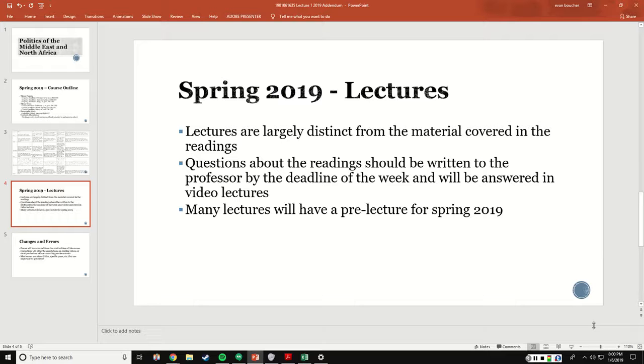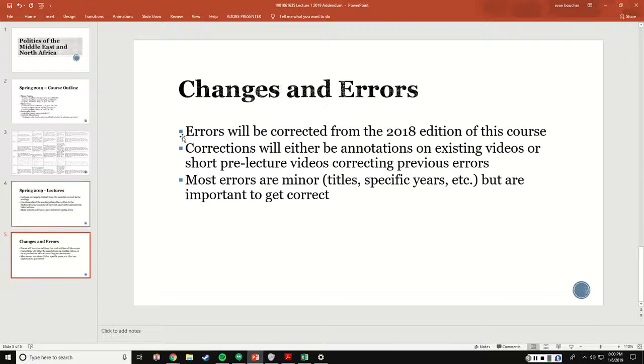And this doesn't apply for the pre-reading, but it would be good to have that in mind, right? The pre-reading, you can do at your leisure. I recommend it for your test, though, because it will make things a lot easier on you. Many lectures like this one will have a pre-lecture for spring 2019. I'm doing my corrections here. I'm doing this summary to help bring things into focus and let you know that I'm also joining you on this journey of discovery of this fascinating region of the world.